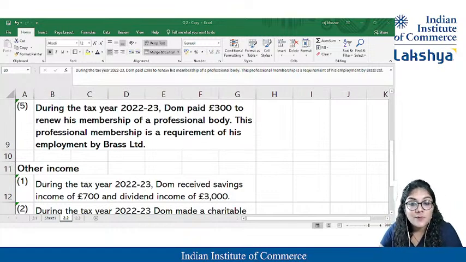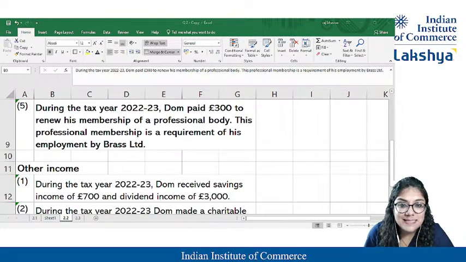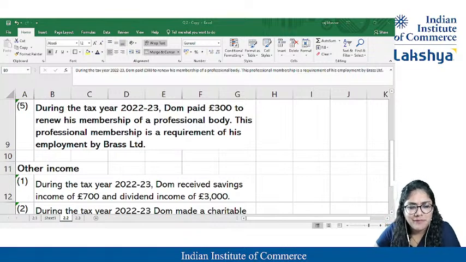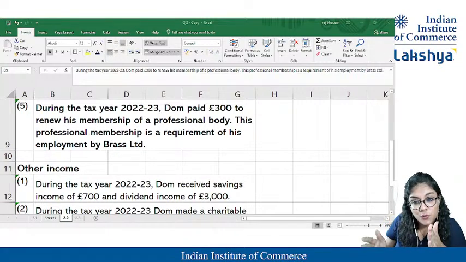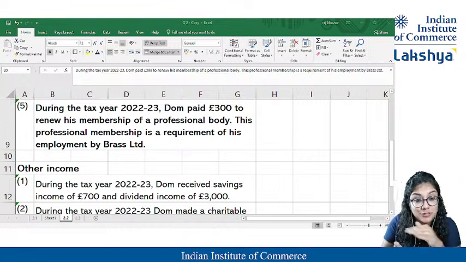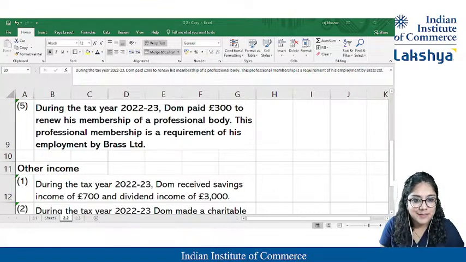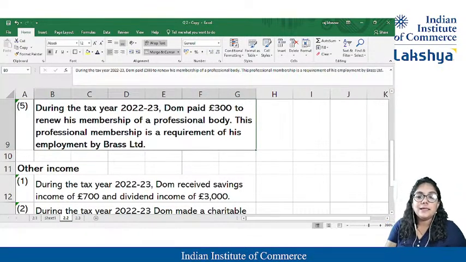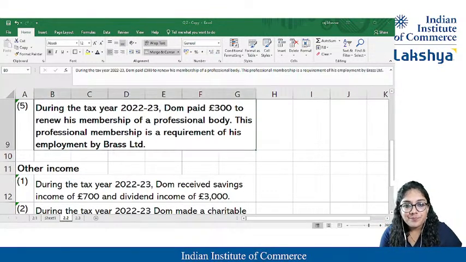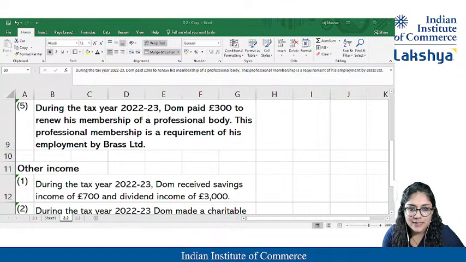Similarly, over here now, the employee has made some payments. They have paid fees for a recognized course, which is the professional membership. So yes, we can deduct it. The 300 over here they will get as an allowed expenditure. During the year he has paid 300 to renew his membership fees. No worries, we can just record it. I'll mention it over here.